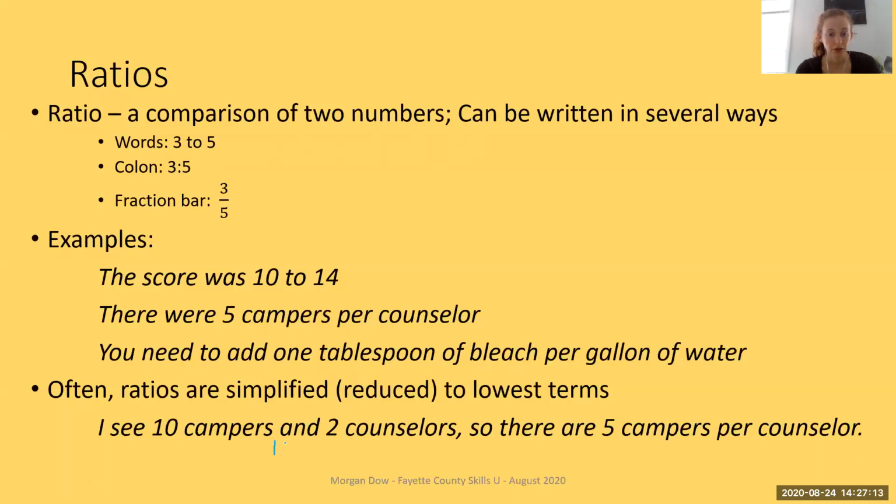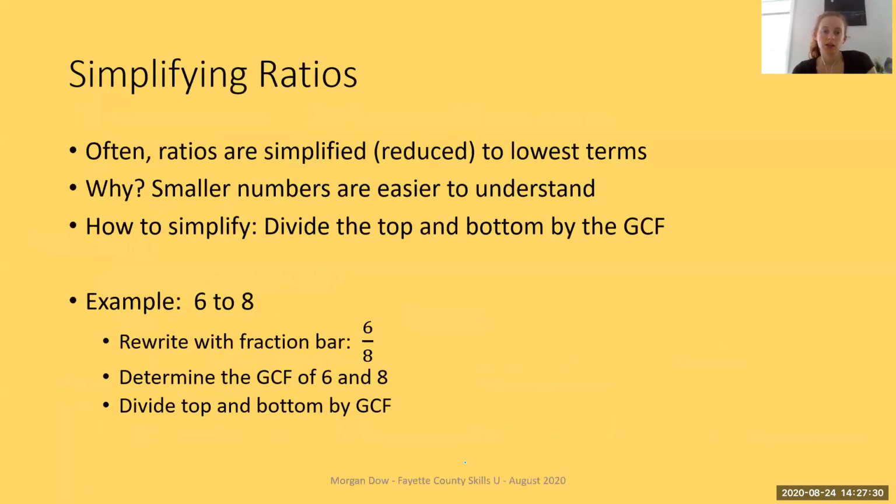I took that ratio of 10 to 2 and I reduced it to 5 campers per counselor or 5-to-1 ratio. So let's take a closer look at simplifying ratios. Why do we do it?